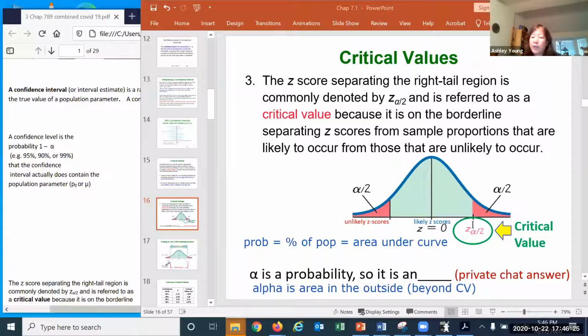All right, so here's my critical value. My critical value is a z-score that separates the usual area from the unusual area. And my alpha is the area kind of beyond that, so over here on the right or over here beyond it on this side.